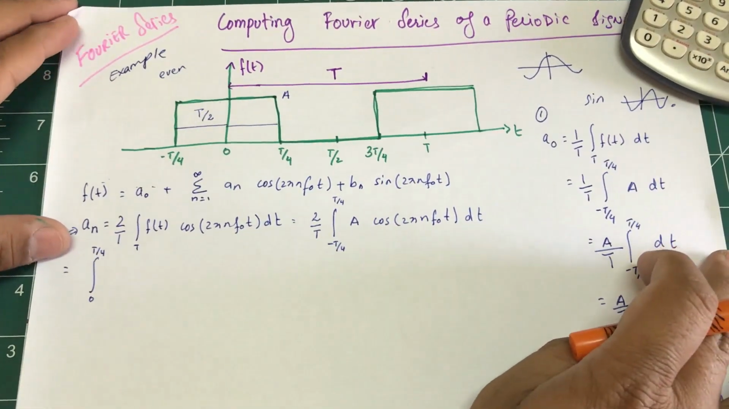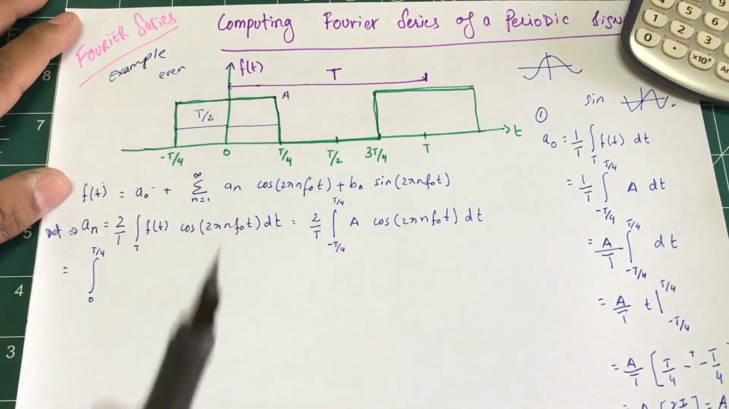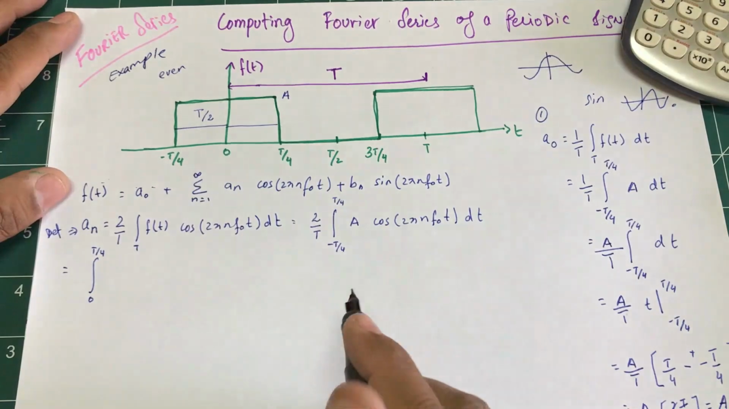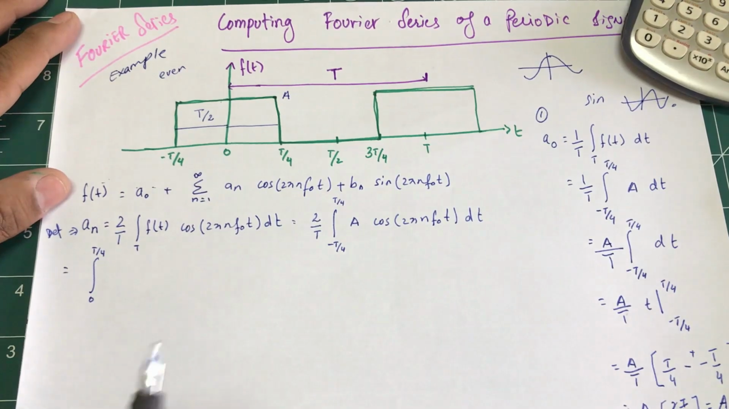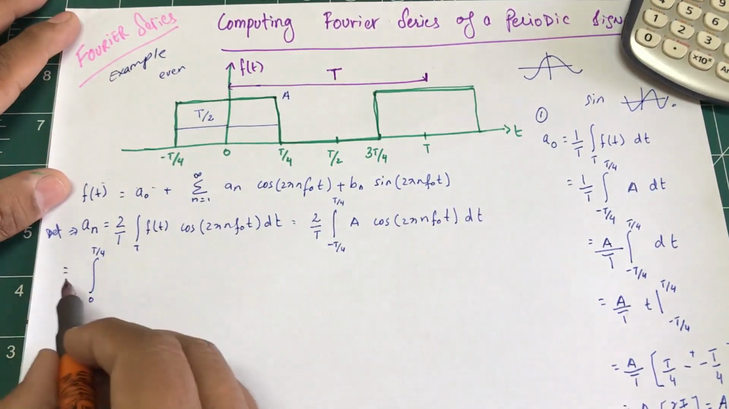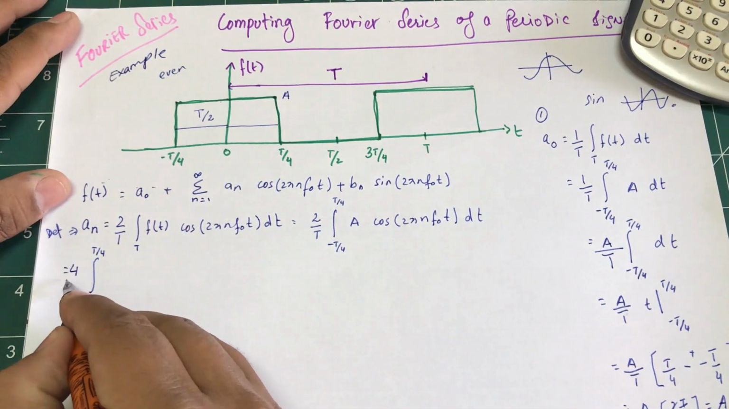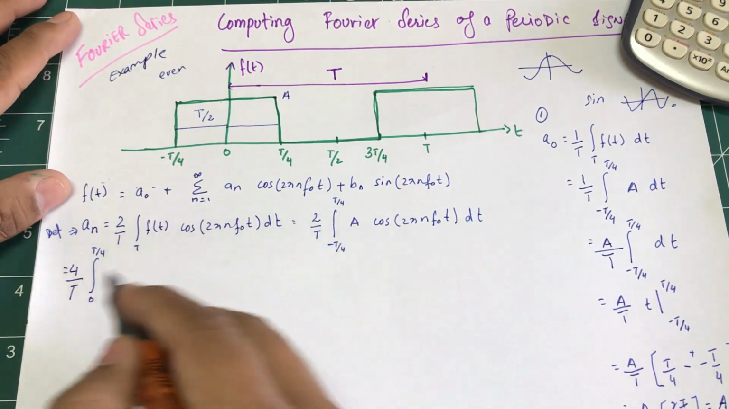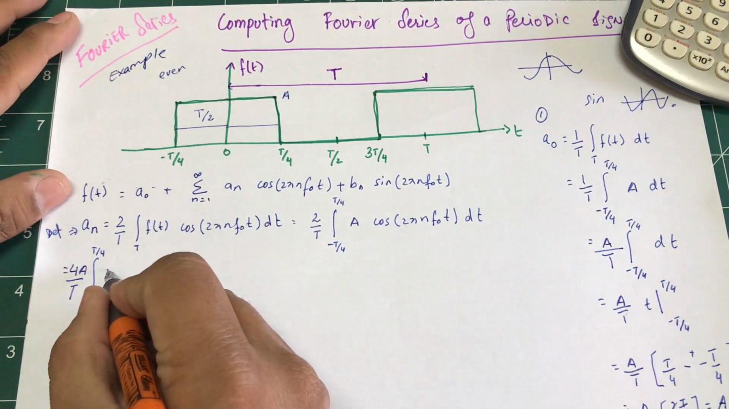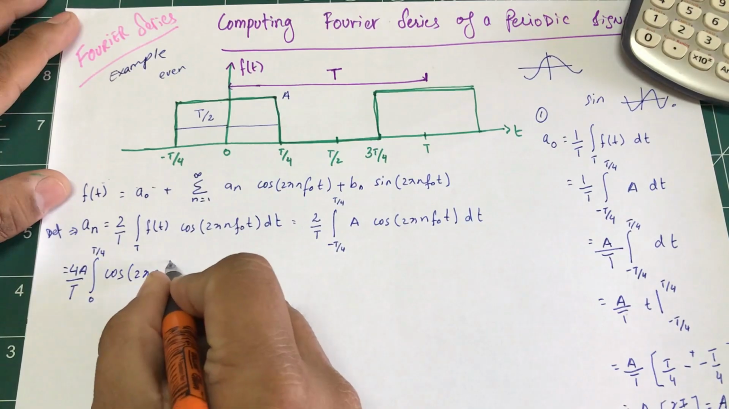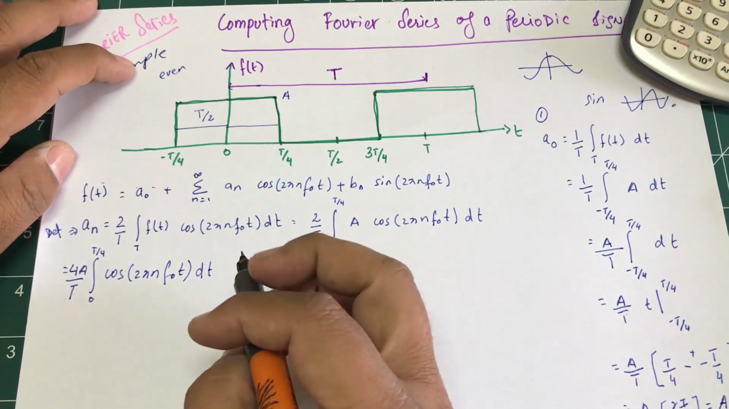When I have symmetric borders like this, from 0 to T over 4 and from negative T over 4 up to 0, same distance, what I can do is change my integration limit to 0 to T over 4 and multiply whatever I get by 2. So this would become 2 times 2, which is 4 over T, and A is just a constant. I can bring that constant out, so this would become 4A over T. Now the rest is simple: cos 2 pi n f0 t dt. I hope you're getting it.